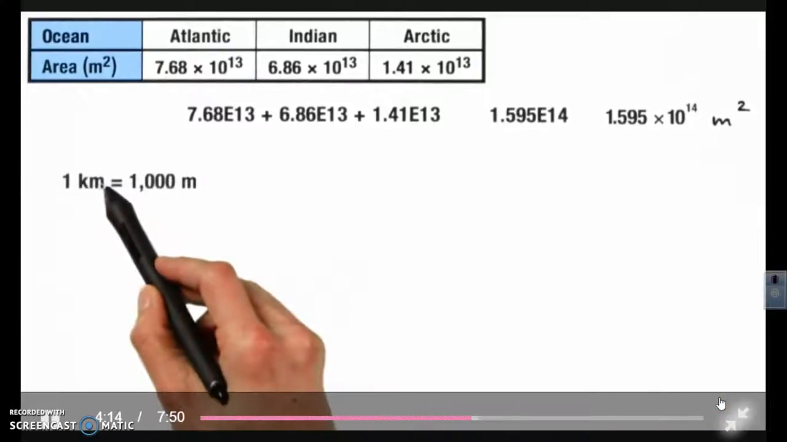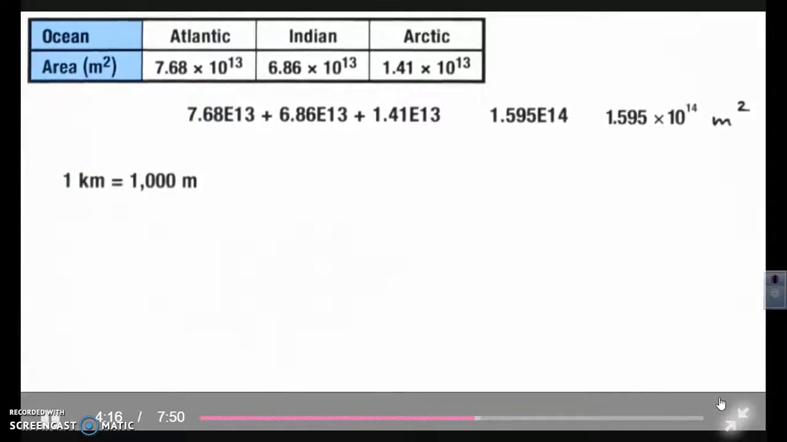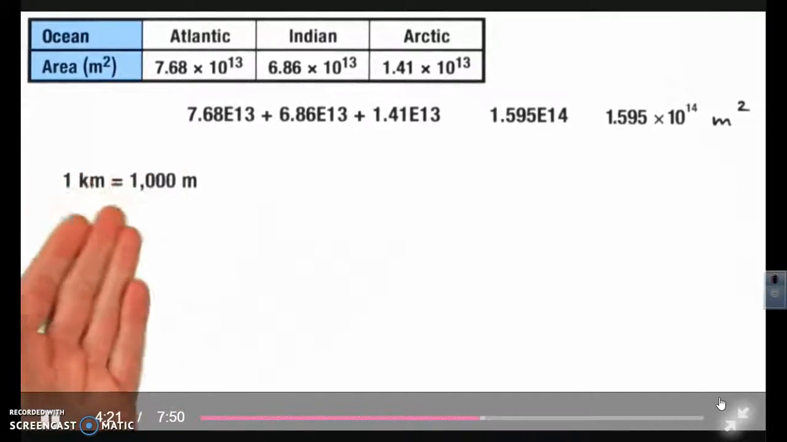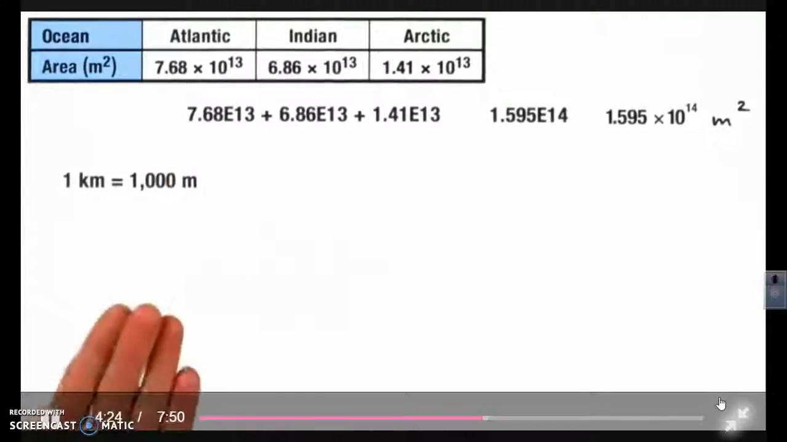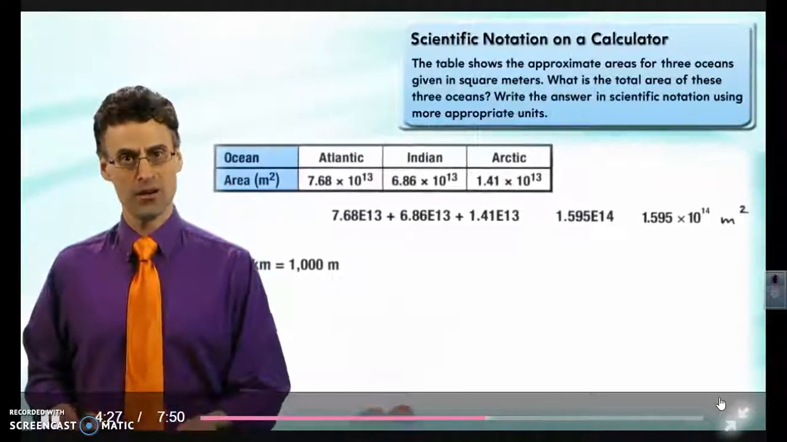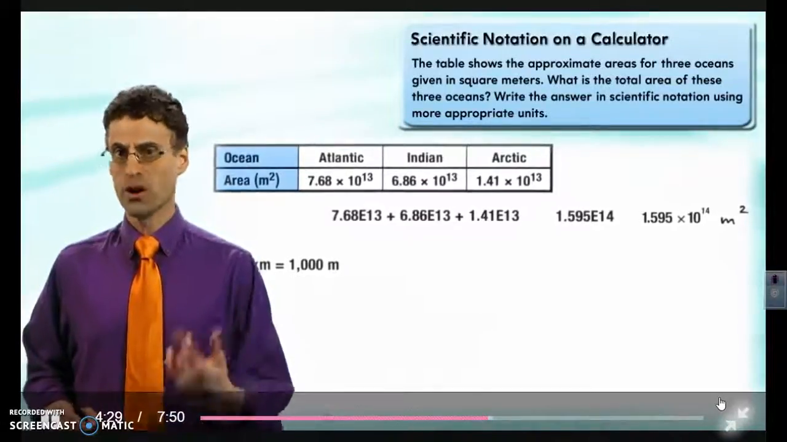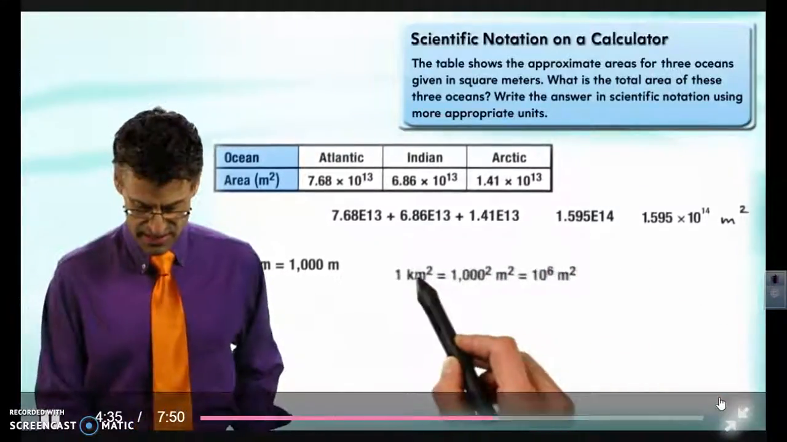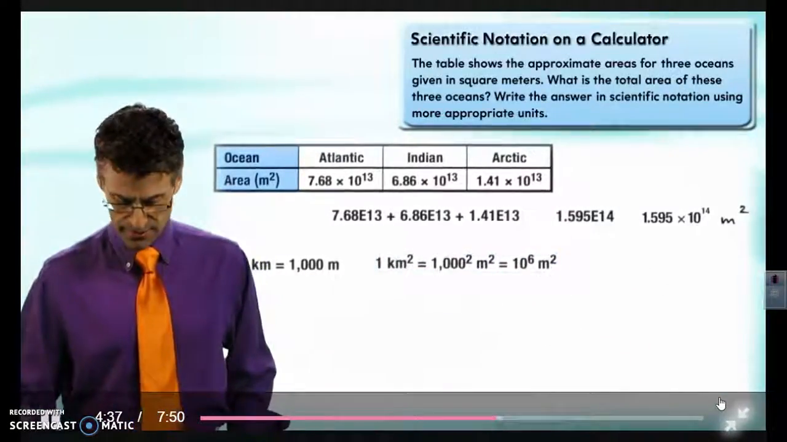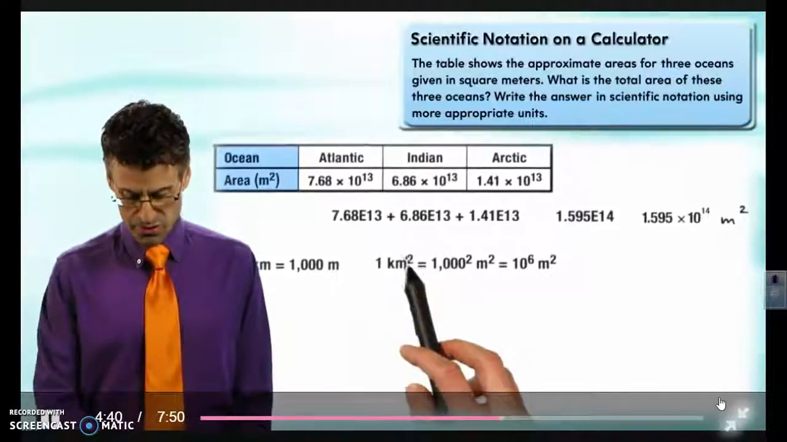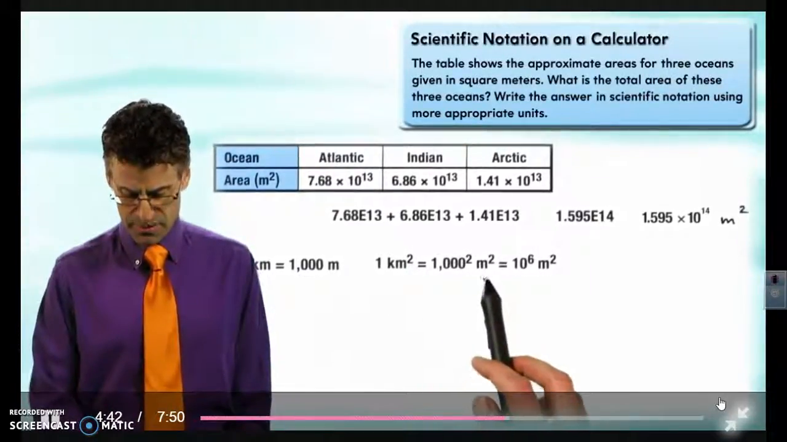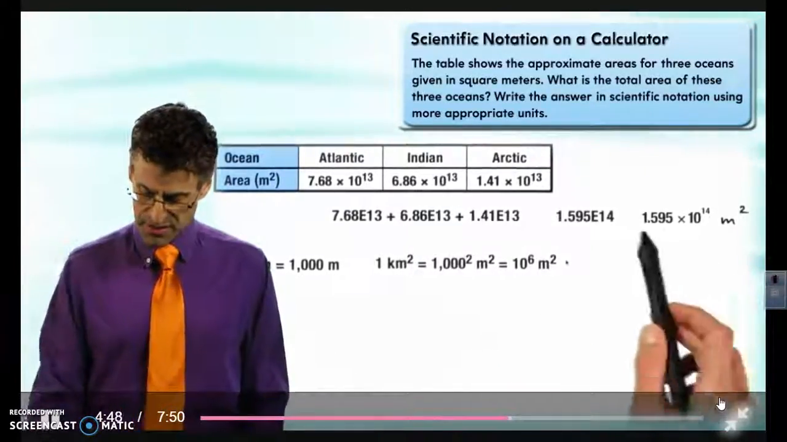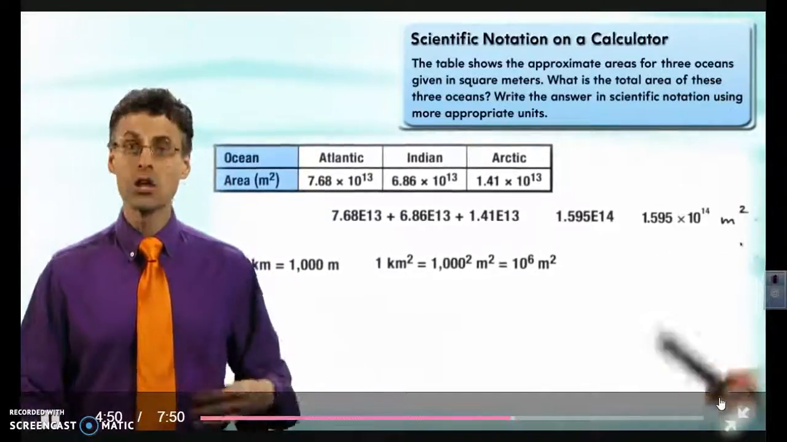So since 1 kilometer equals 1,000 meters, if we want to know what 1 kilometer squared is, all we have to do is square 1,000. And to square 1,000 means we're multiplying 1,000 by itself, which means how many zeros are we going to have? We're going to have 1 with 6 zeros, which means 10 to the 6th. And so what we see here is that in terms of area, 1 kilometer squared equals 1,000 squared meters squared, and that is 10 to the 6th meters squared. This is a great way for us to take this huge number and merely make it large.